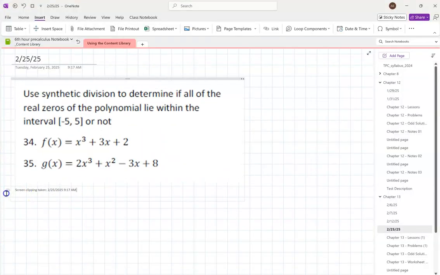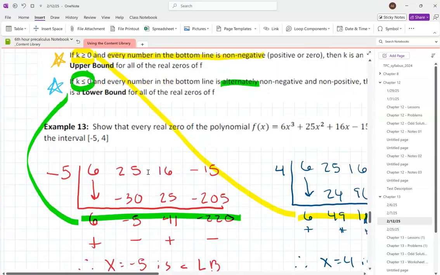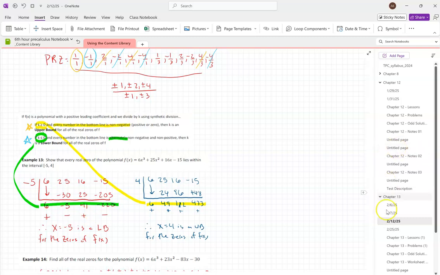All right, so number 35 says use synthetic division to determine if all the real zeros in the polynomial lie within the interval -5 to 5 or not. So the theorem that we're going to be using is this one here from last time. We're going to check for the positive. When we do the synthetic division with the +5, we're looking for all the numbers on the bottom line to be non-negative, so 0 or bigger. And when we use -5, we're going to look at all the numbers on the bottom line being alternating positive to negative, or non-negative to non-positive. So zeros are okay on the bottom line.